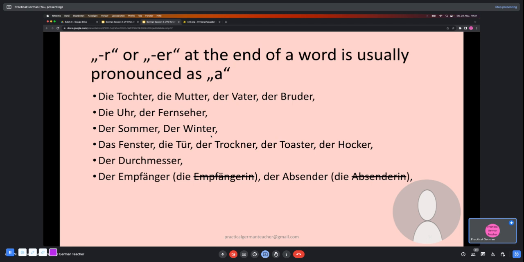So I believe it's obvious, right? I believe many of you have already read the title. Whenever R or ER is at the end of a word, it's not usually pronounced. And if you really have to pronounce it, you pronounce it as a. Okay, what do I mean by this? It depends, there will be people who will pronounce it, but I'm trying to help you understand how they normally teach in German classes.